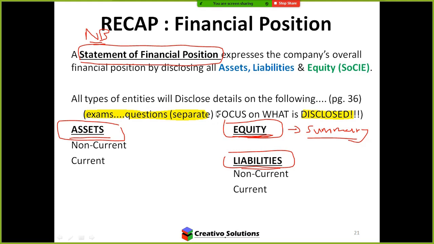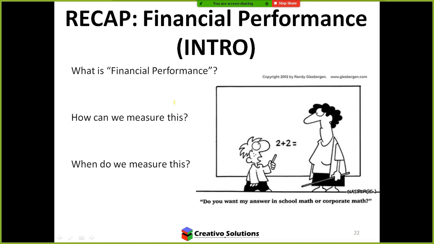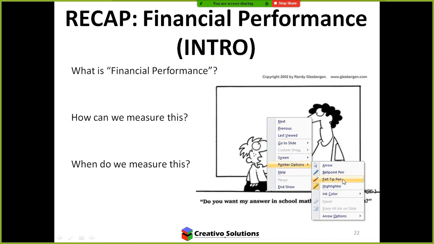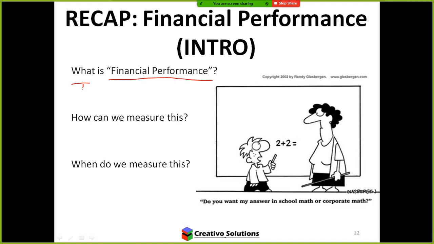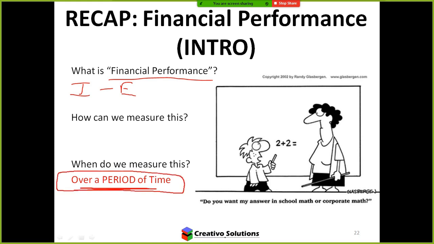Yes. Perfect. Okay, financial performance, you gave me the answer earlier. I'm going to write down what you said. Financial performance, income minus expenses. You said this was over a period of time. Yeah, 12 months. So when you look at your sales, you don't look at the sales on one day. You look at the sales over the year. Does that make sense? Yes.